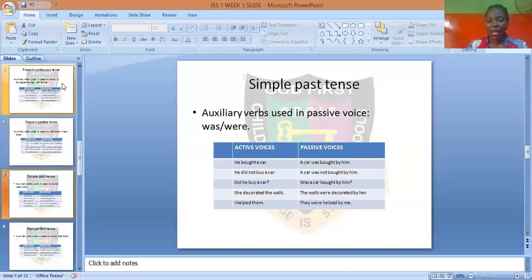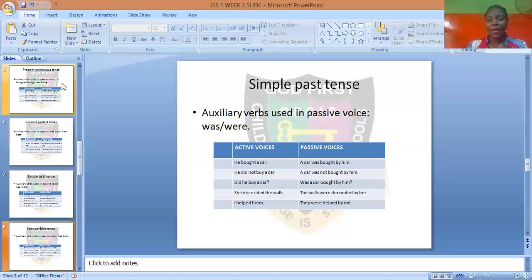Moving on to the simple past tense. The auxiliary verbs used in the simple past tense are was and were. He bought a car. The car was bought by him. He did not buy a car. The car was not bought by him.